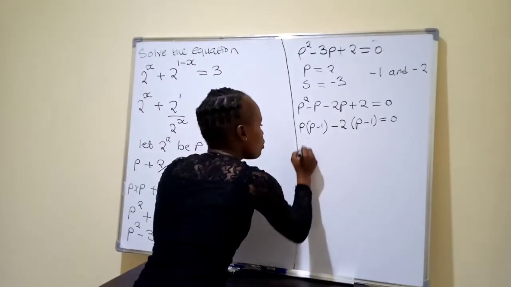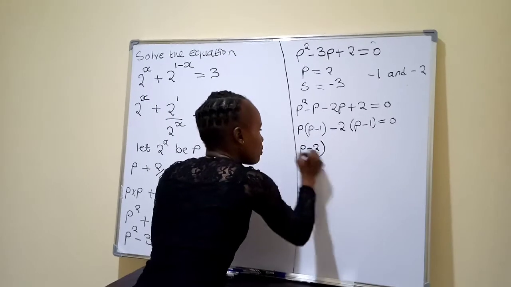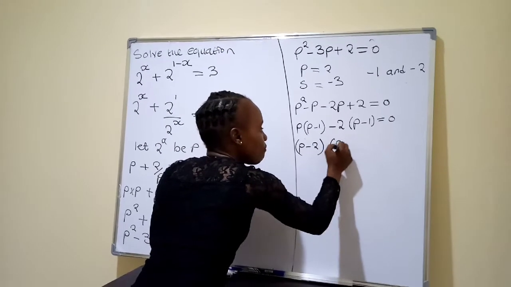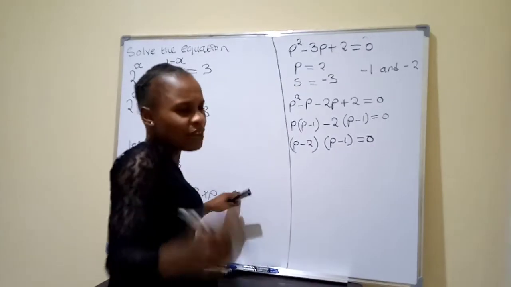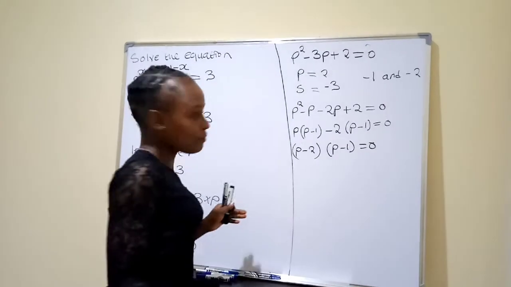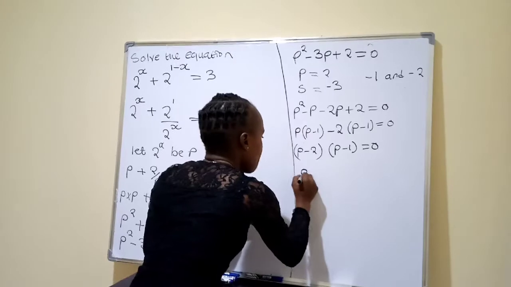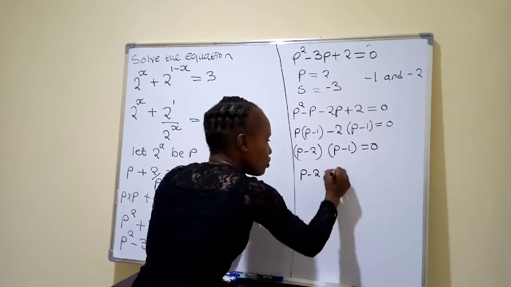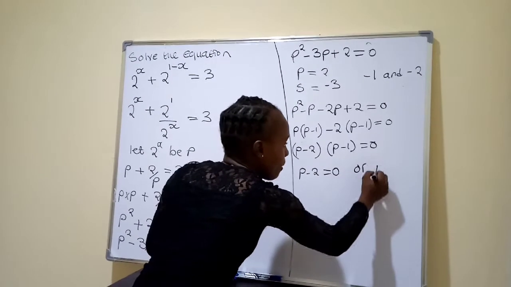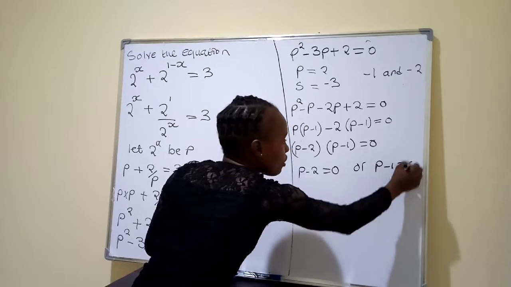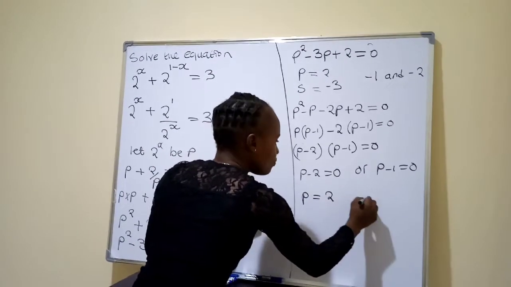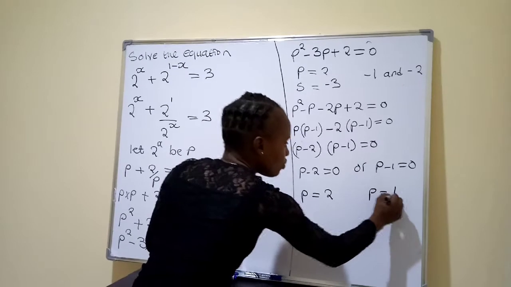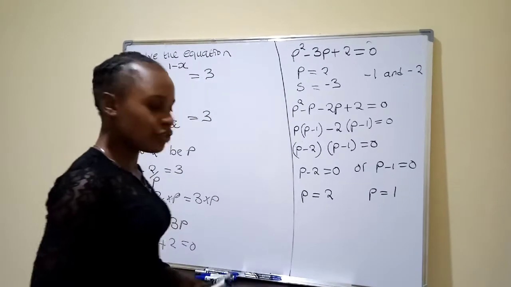So this is now going to be p minus 2, then we have p minus 1, which is equal to 0. Now we can find the value of p. So this is going to be p minus 2 being equal to 0, or p minus 1 being equal to 0. p is equal to 2, p is equal to 1, which is now interesting.